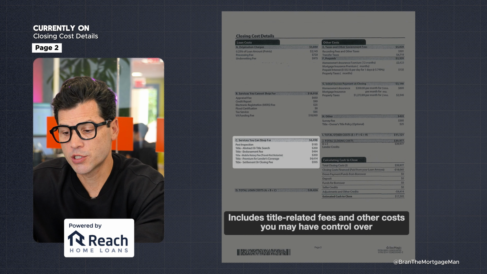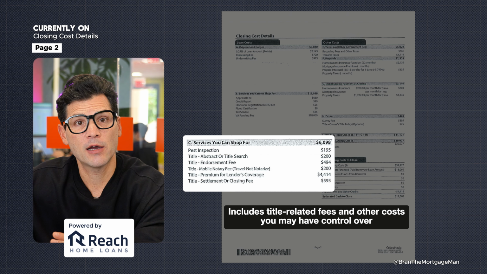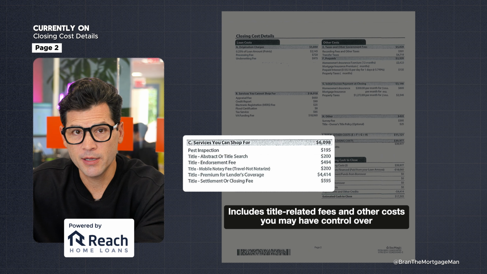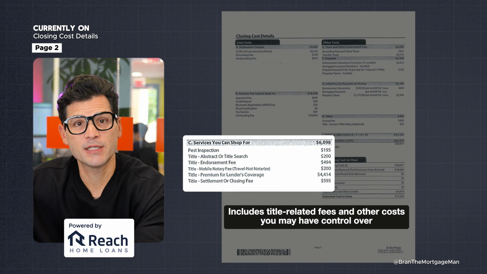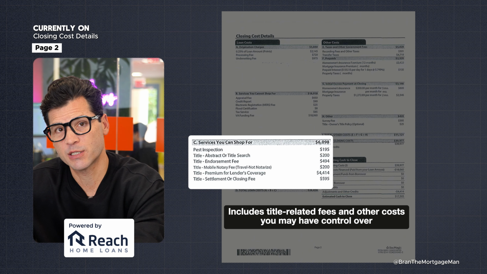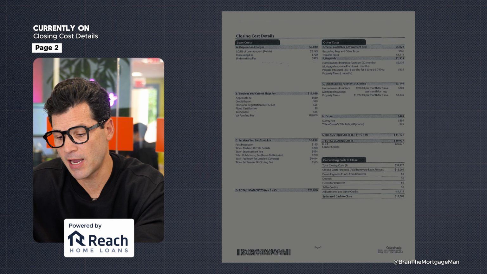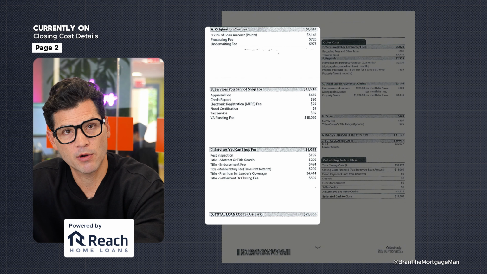Box C are services you can shop for. So those are typically going to be your title-related charges. Now, depending on where you're buying your property, you may not be the one selecting the title company because the seller is. In that case, they're paying for the title insurance. And I'll show you how that works on this specific transaction because that's actually the case. Box D is when you add A through C up, you come up with the figure in box D.